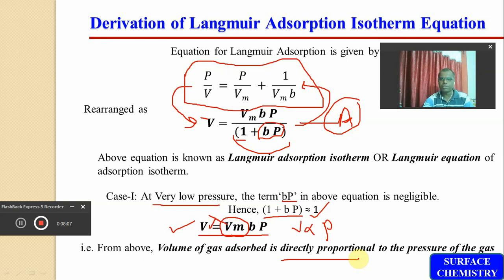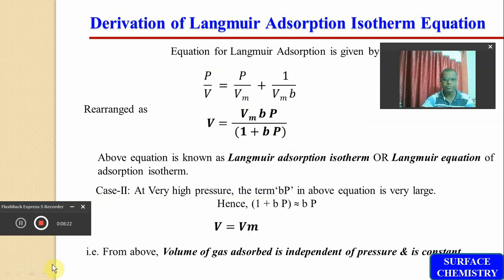What will happen if we increase the pressure? What will be the relation between volume of gas adsorbed and the pressure at very high pressure? So in the second case, suppose we increase the pressure to the highest value. Again we have the same equation for the Langmuir adsorption isotherm. So here in the second case, suppose we increase the pressure to a higher value. What happens? This pressure is high.